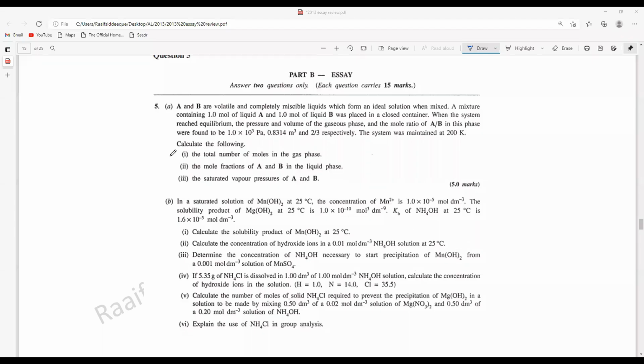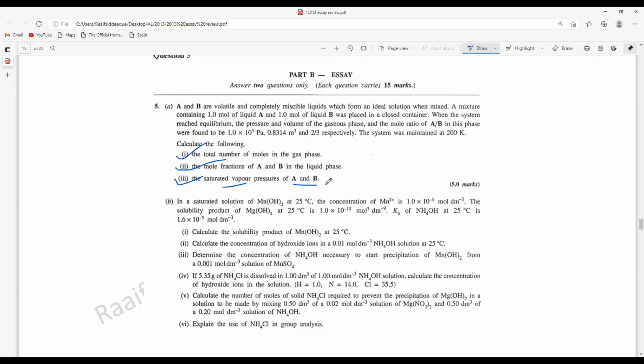Okay, so we found first the total number of moles, and we found the mole fractions in the liquid phase, and finally we found the saturated vapor pressure. So saturated vapor pressure, how do you find it? You use these equations to find it. That is the easiest way to do it.